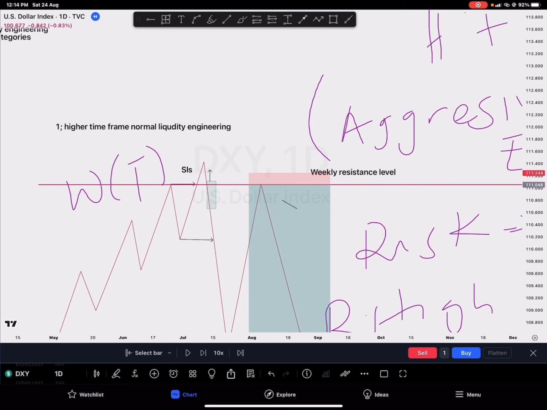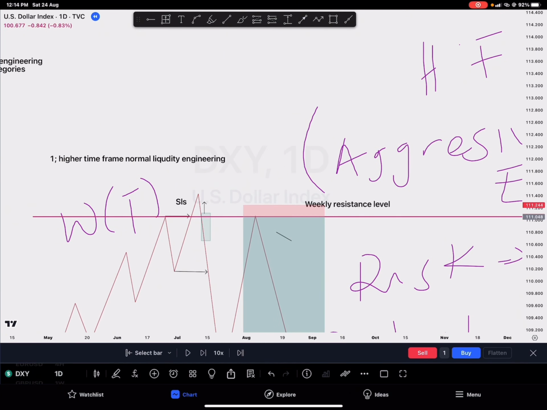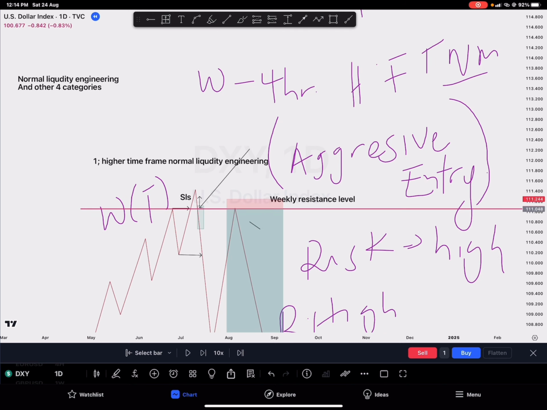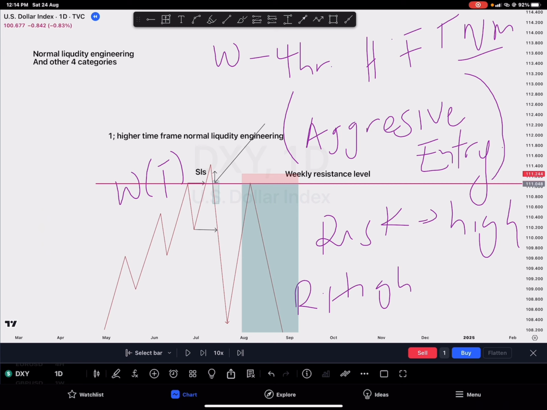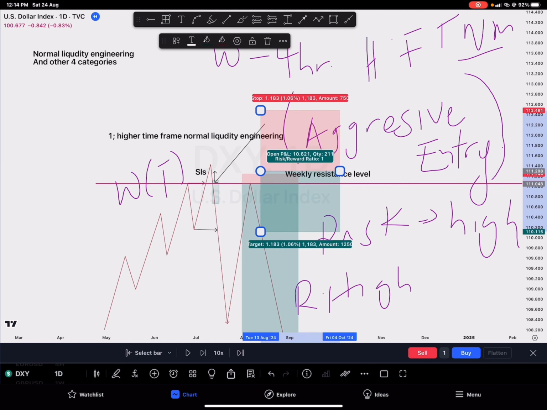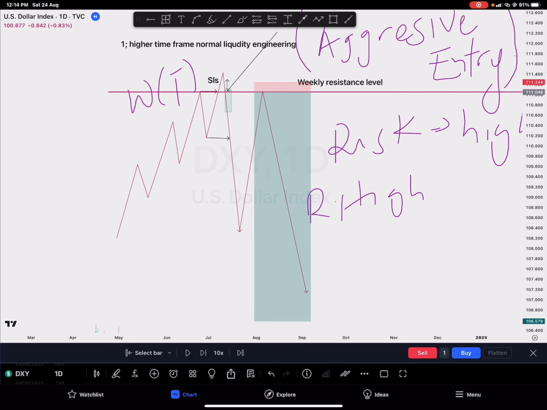You're going to come to the 4-hour time frame, because the 4-hour time frame coordinates with the weekly time frame. You look at the candle that closed this level here and use that candle as your new FMD point, and this red line becomes the OTR, the overthrow, which is where we always have the entry. So that's how the high time frame normal liquidity engineering is used for a bearish scenario.